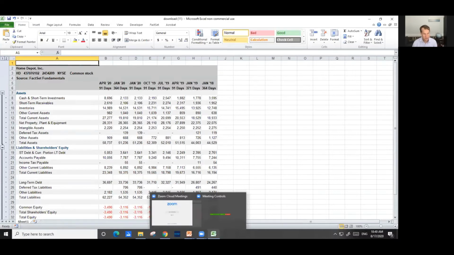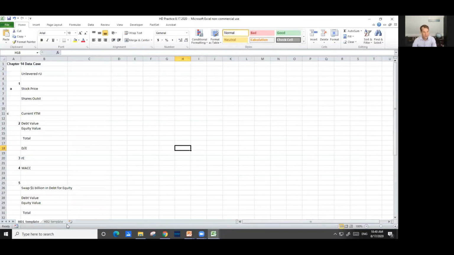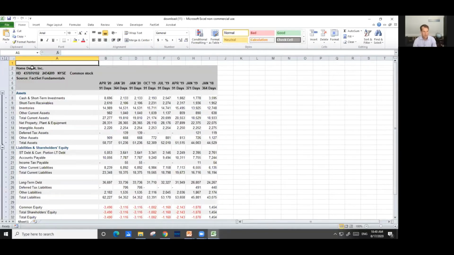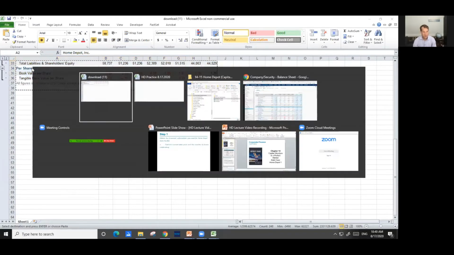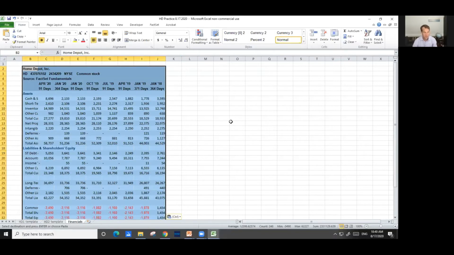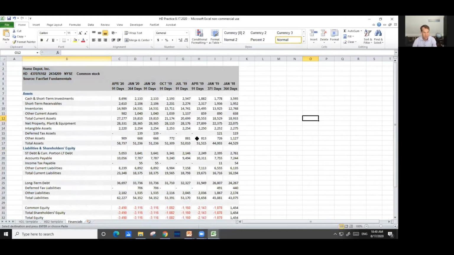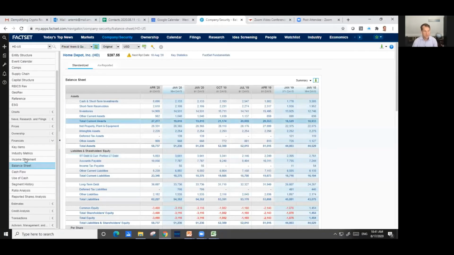And what I'll do with it, I will open my template now, and I'll create a separate tab. I'll call it Financials, where I will copy and paste the information from FactSet. So I'll highlight the balance sheet information, and then I'm pressing Control-C and then Control-V in the new file, and copy and paste the financial information. And I'll also do the same thing with the income statement.